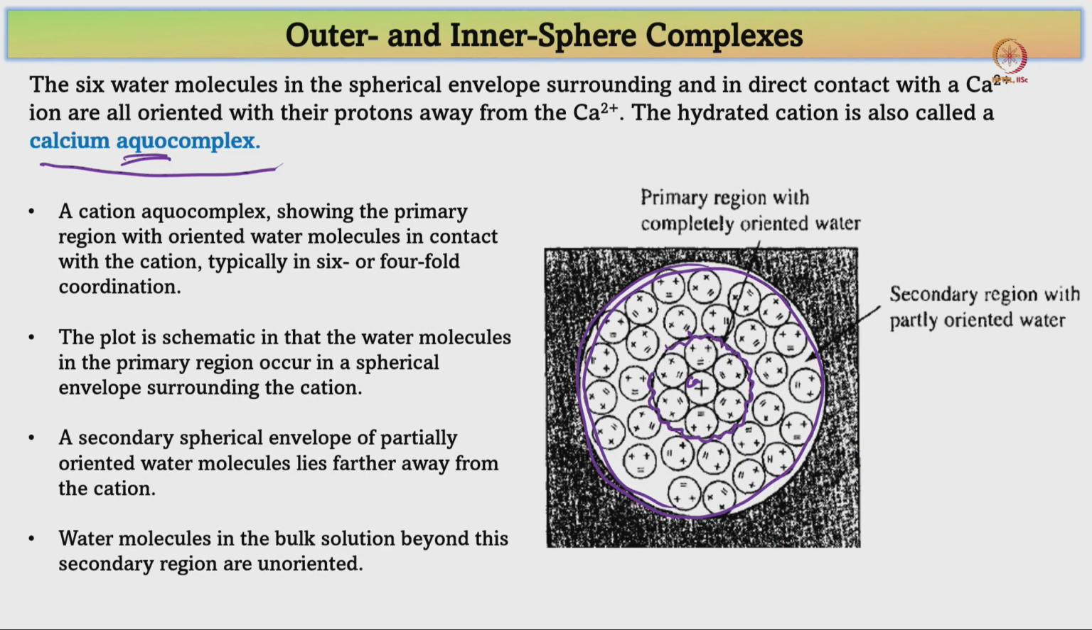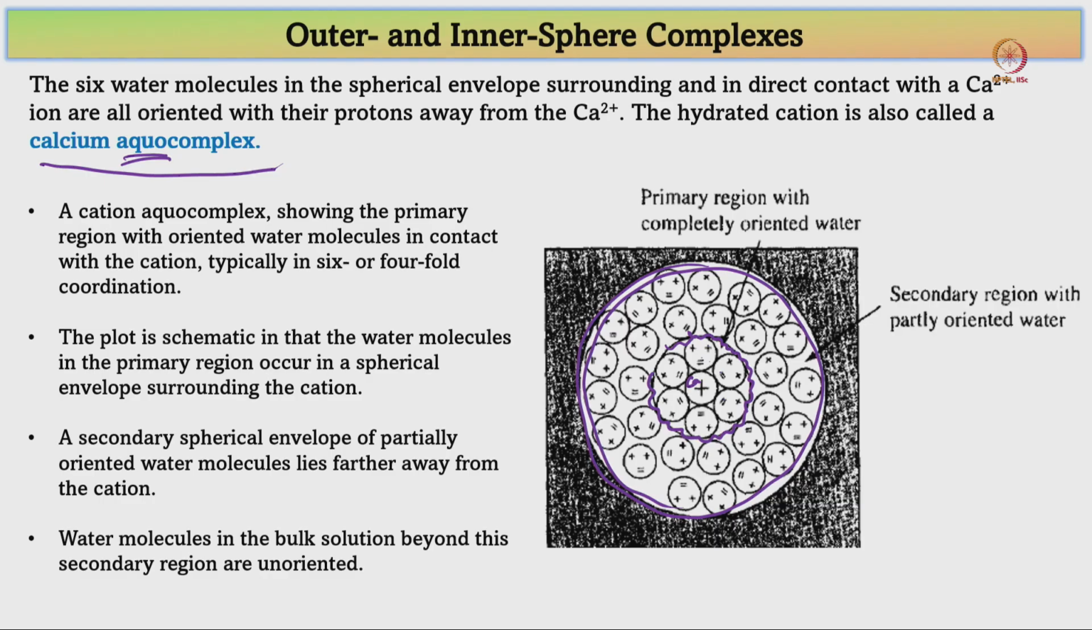is the secondary region. That means they are not in direct contact with the cation, but due to the orientation of the primary region, these water molecules also get slightly arranged, okay, but they are farther away from the cation. Okay. So, this is called the secondary region.